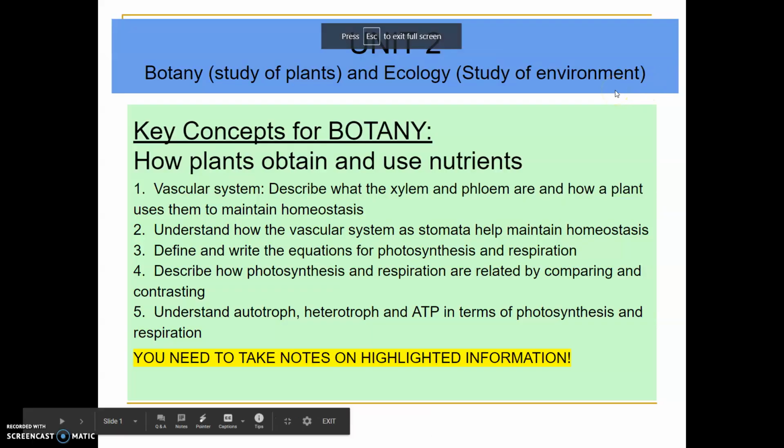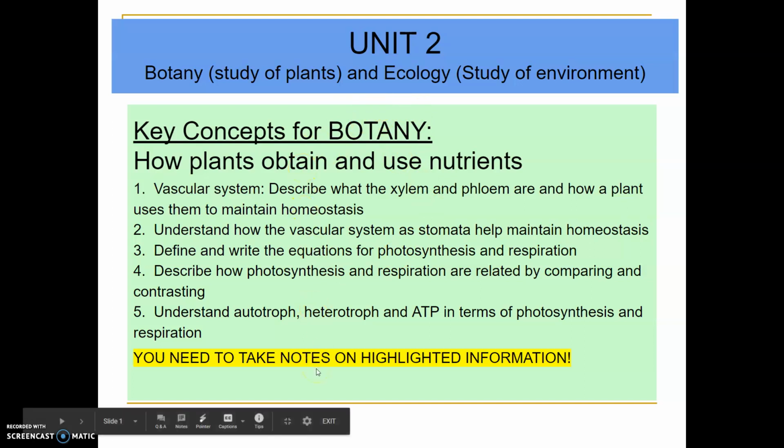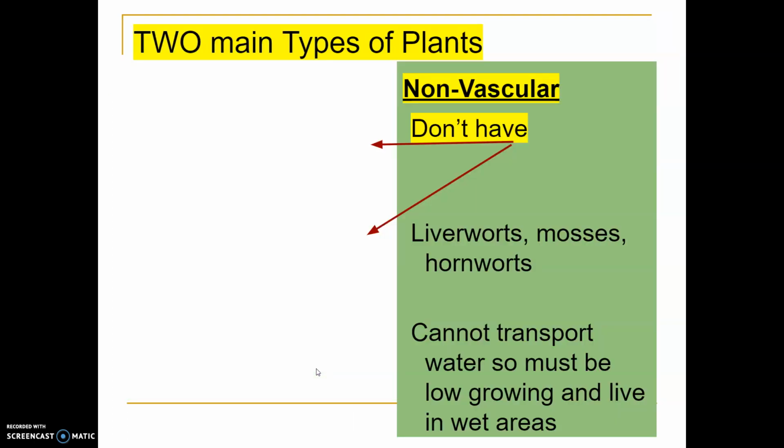Welcome to Unit 2. We are going to study botany, which is the anatomy and physiology of plants, and then a bigger look at our environment. So continuing with our ecology study, but more of an environmental type study. On this page is a list of all the things that you need to understand by the end of the first half, so the botany unit, and important stuff again is highlighted. So please take notes in your notebook.